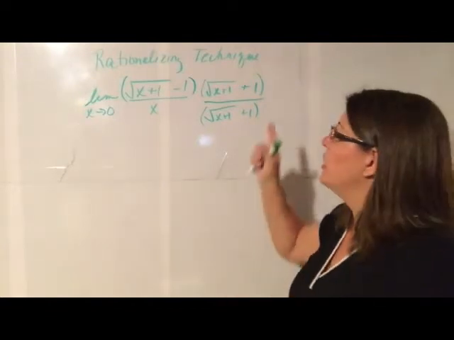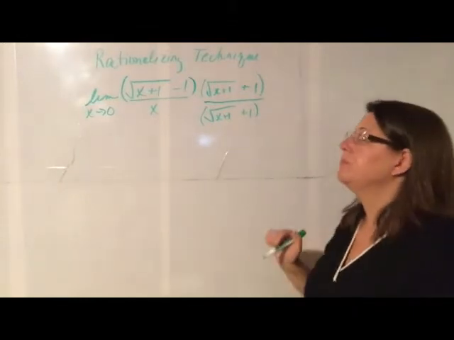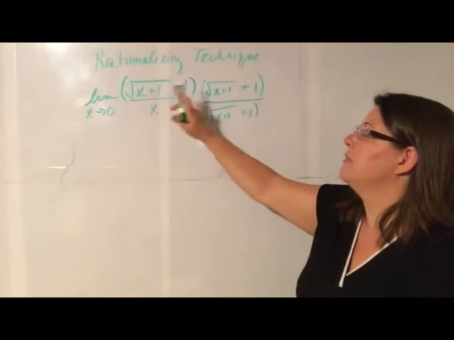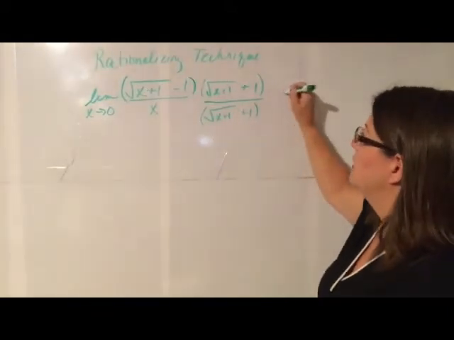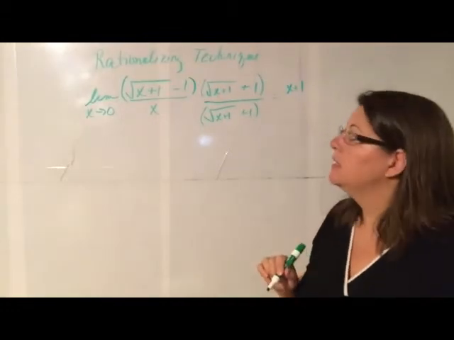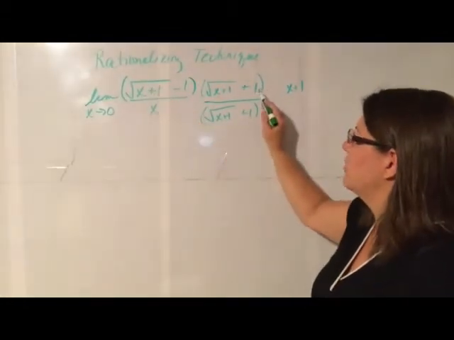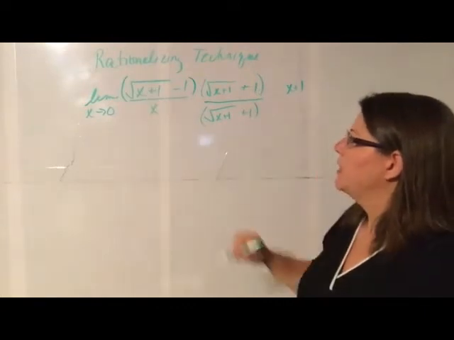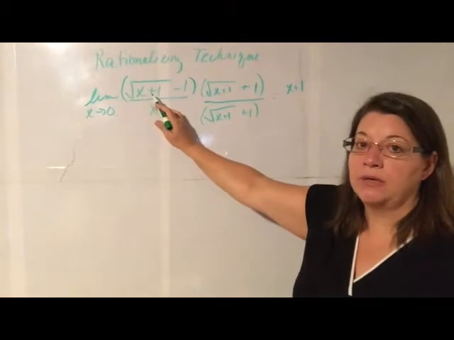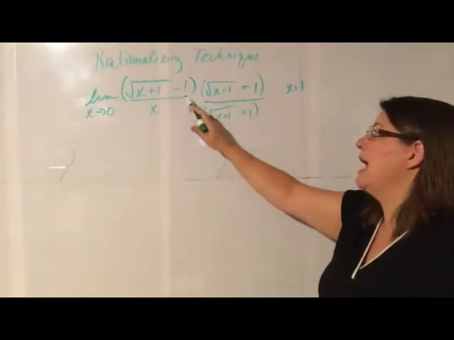So if I multiply these two conjugates, I have to FOIL. If I FOIL this, the square root of x plus 1 times the square root of x plus 1, the radical is going to drop out and leave us with x plus 1. The conjugates, when I multiply two conjugates together, my middle term, the 1 times the square root of x plus 1 is the square root of x plus 1. And then the negative 1 times the square root of x plus 1 is a negative square root of x plus 1.